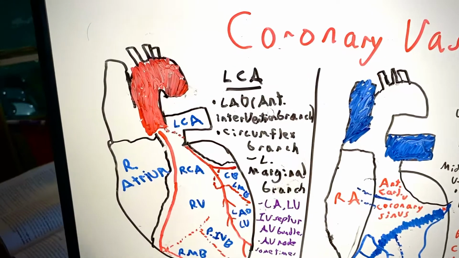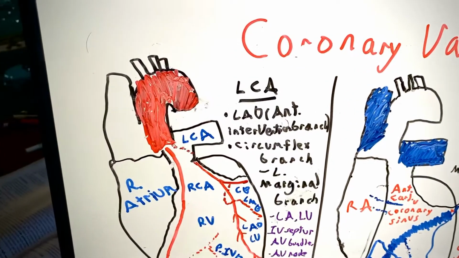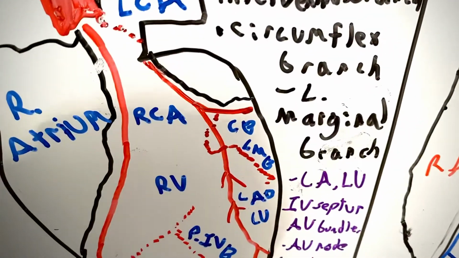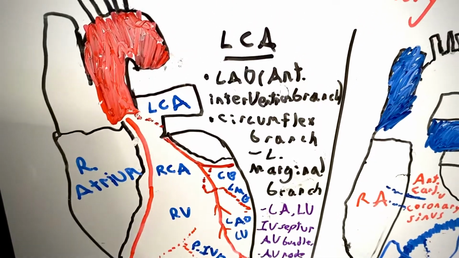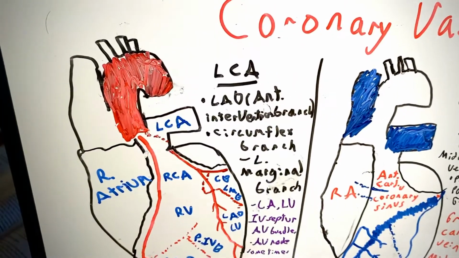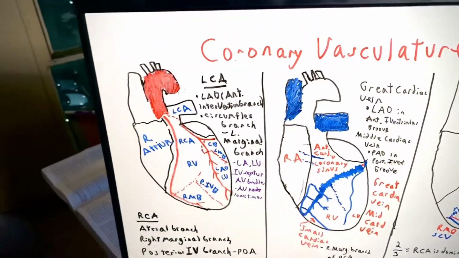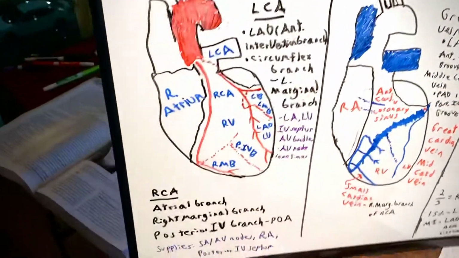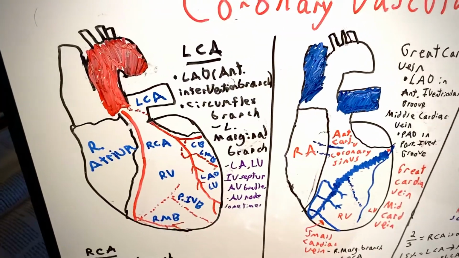Now there's going to be two branches. That's one of the branches off the LCA. The other one is the circumflex branch. And we can see that up here. And that will give off a branch called the left marginal branch, and that will run posterior behind the heart. So three branches really for each. But the left marginal branch comes off of a branch of the LCA, while the right marginal branch comes directly off of the right coronary, the RCA.